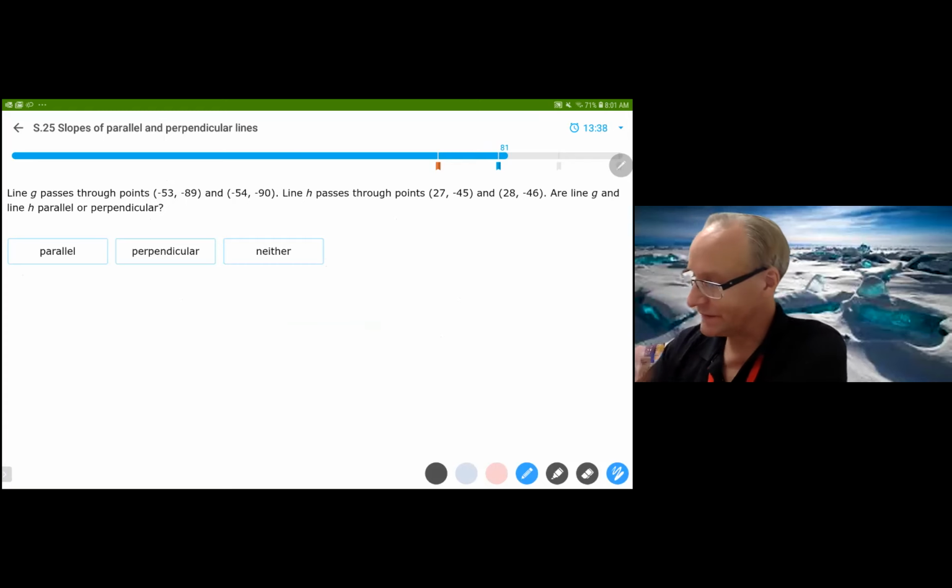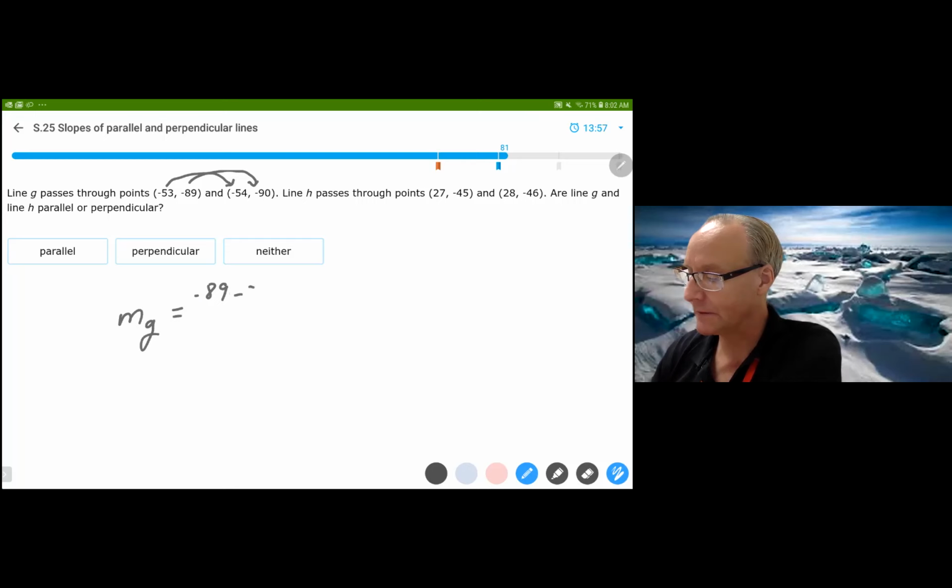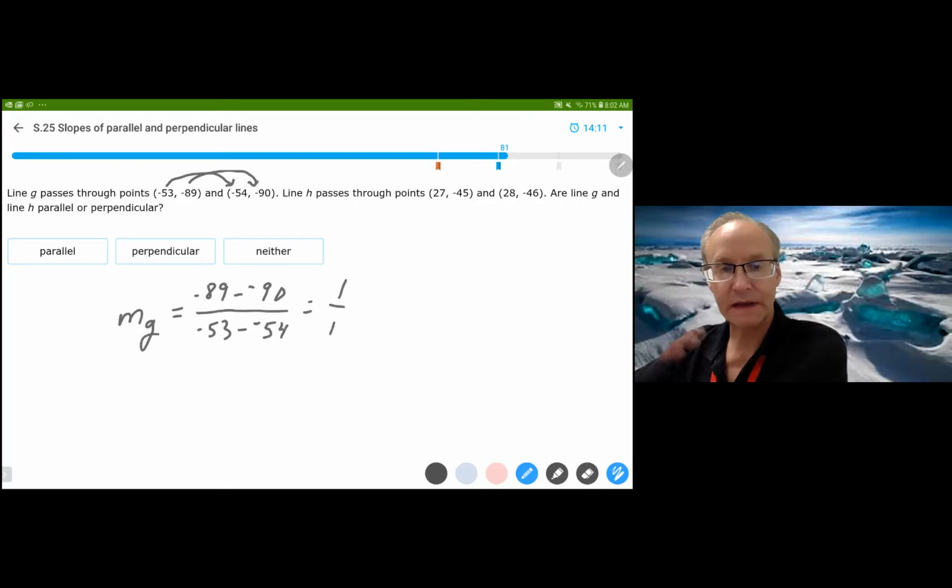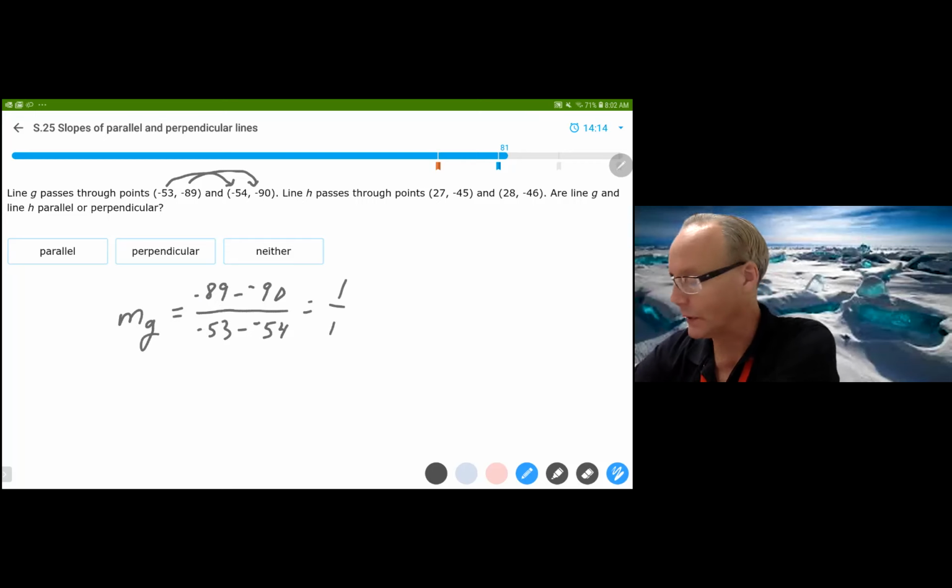Oh, they're going to give us some big numbers this time. I hope you see why I'm going to go in this direction. Can everybody see why? -89 minus negative 90. You know what I'm going to do? I'm going to write it. This is the slope of line G, and I'm going to write it for you. Negative 89 minus negative 90. That becomes a plus 90, isn't it? And then I've got negative 53, I'm subtracting the x's, minus negative 54. And what I get is 1 over 1. If I had subtracted the other way, I would have gotten negative 1 over negative 1. But 1 over 1 is just 1.